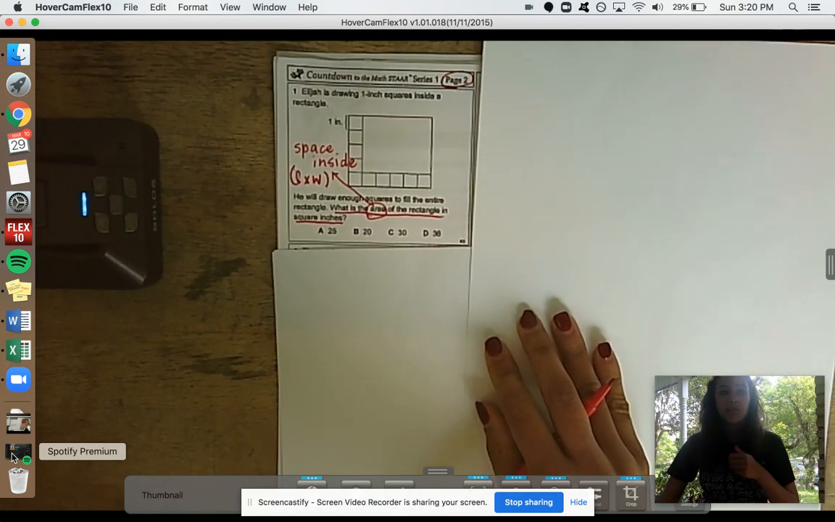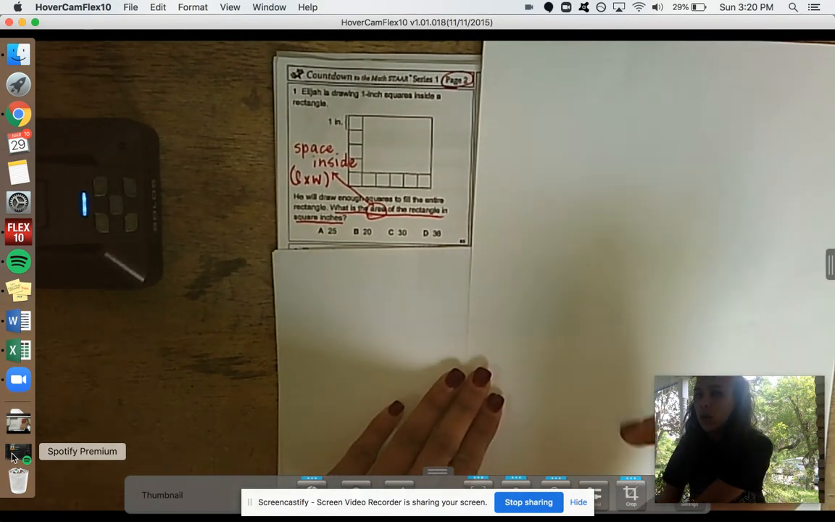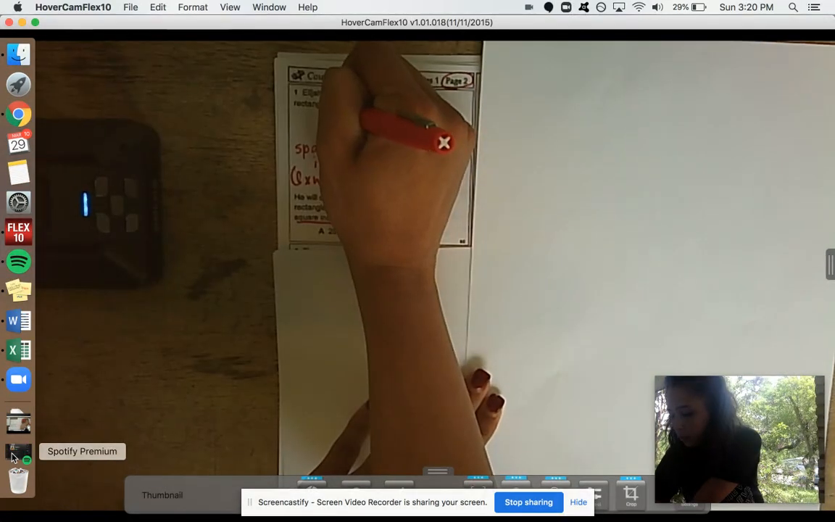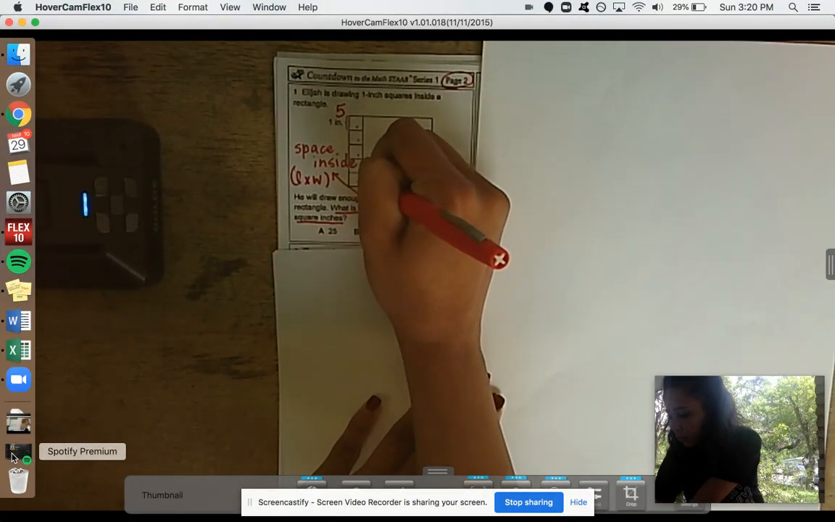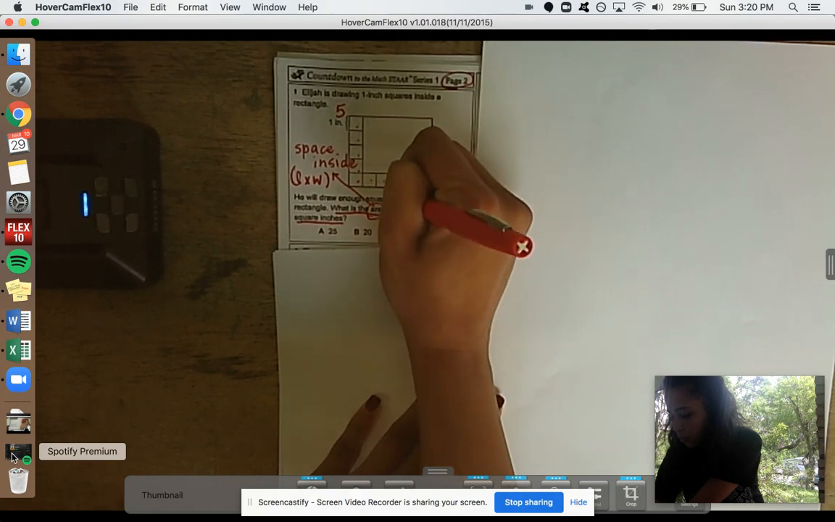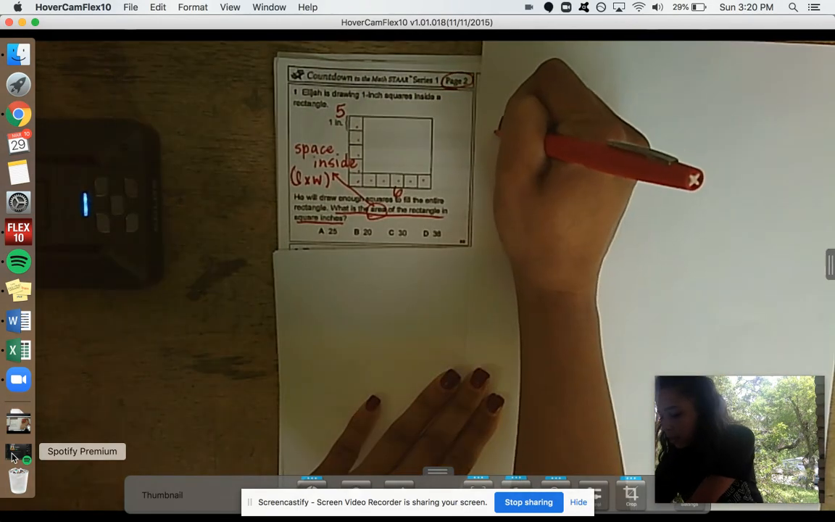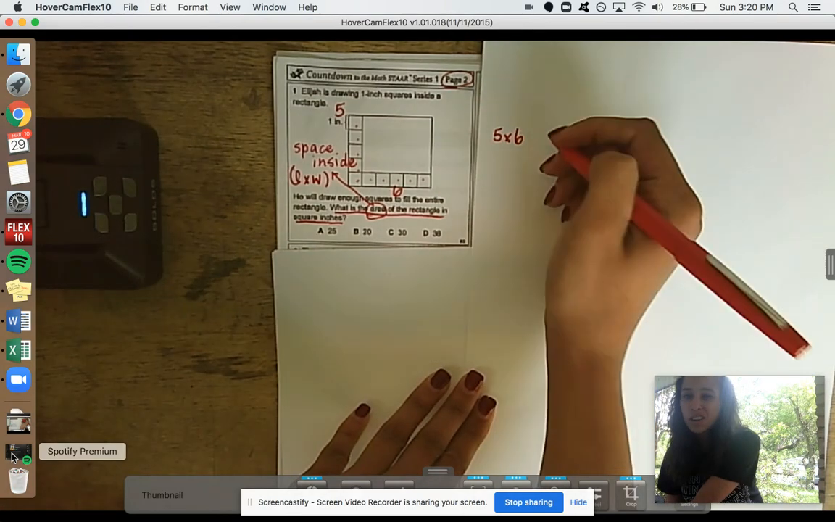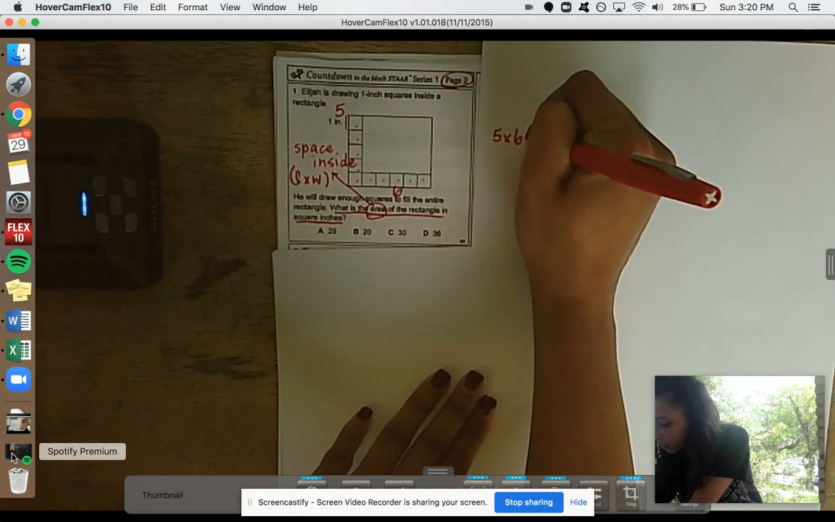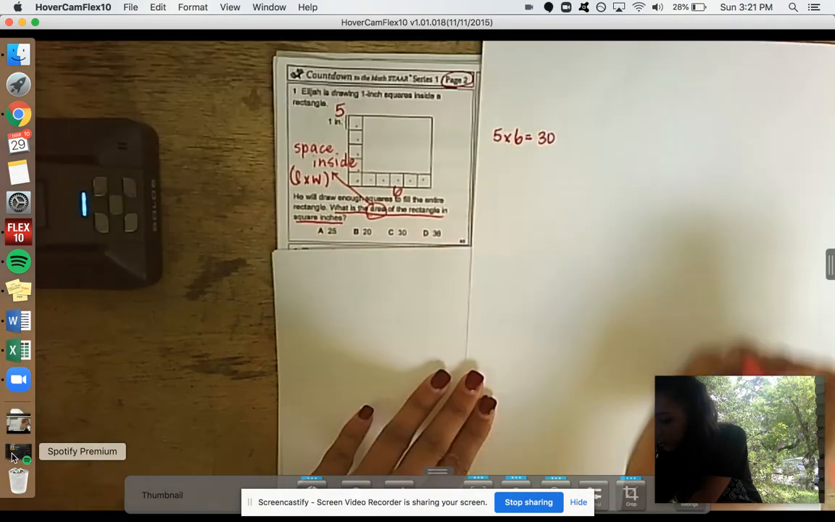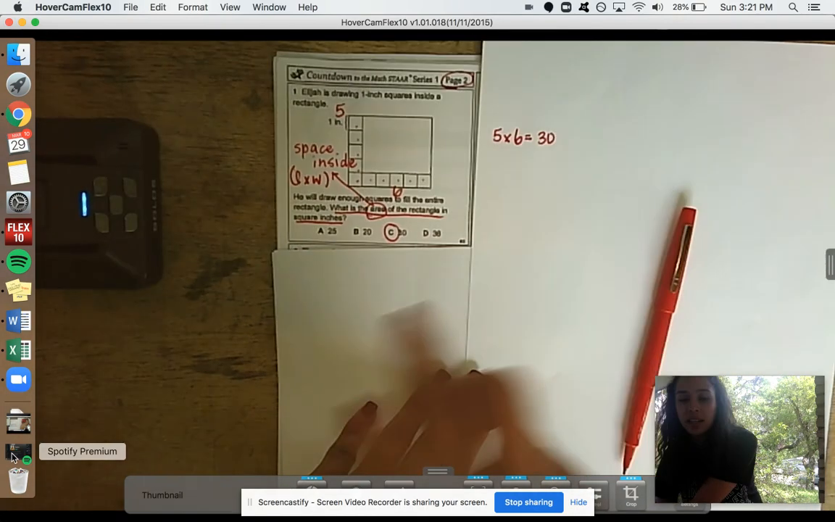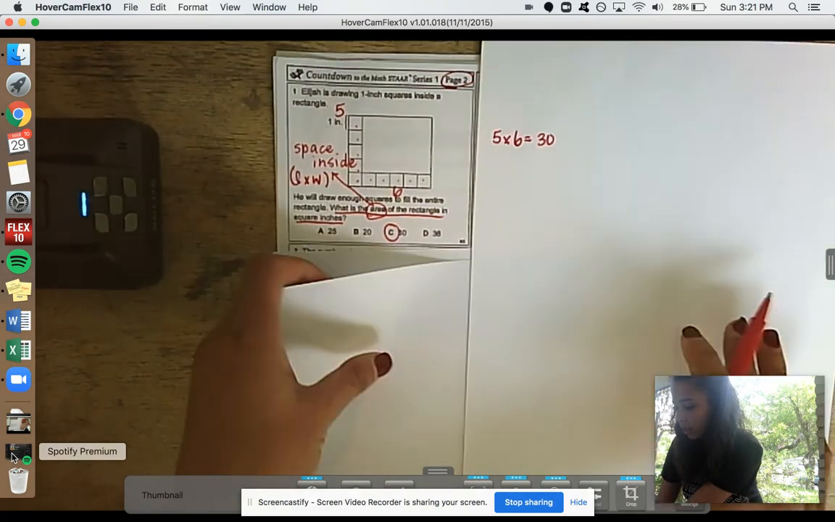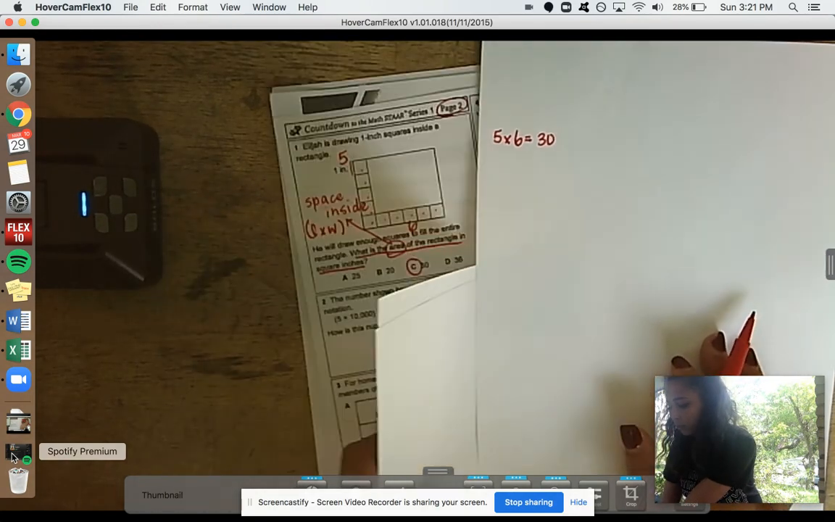So now we need to figure out what is the length and what is the width of this rectangle by counting these squares. See, 5 by 6. So the dimensions are 5 by 6. And I know 5 times 6 equals 30, because I skip count by 5 6 times. Let's keep going down to number 2.